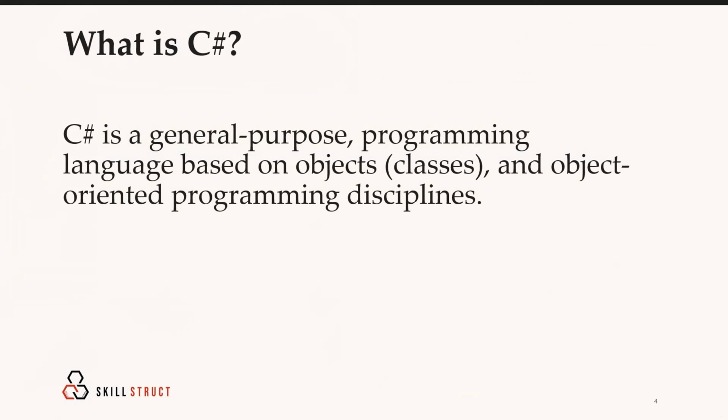So what is C#? C# is a general purpose programming language based on objects and object-oriented programming disciplines. And we're going to talk about those programming disciplines when we talk about the SOLID principles. What we mean by objects, as it's in brackets, is classes, and all of these terminologies and things will make sense as we go through this course, but I feel it's important just to get an idea of what is C#.